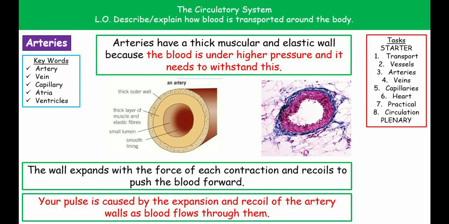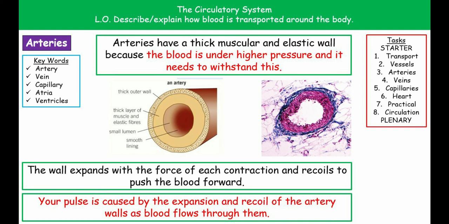So the reason that our arteries have the thick muscular and elastic wall is because the blood that's flowing through the arteries is actually moving away from the heart, so that's where the pressure is highest. So because the blood is under this high pressure, the arteries have to be able to withstand this. So they've got these thick muscle and elastic walls to basically stop them bursting.